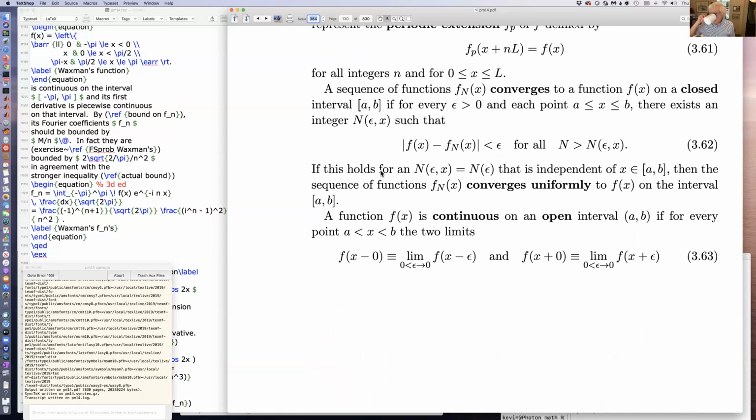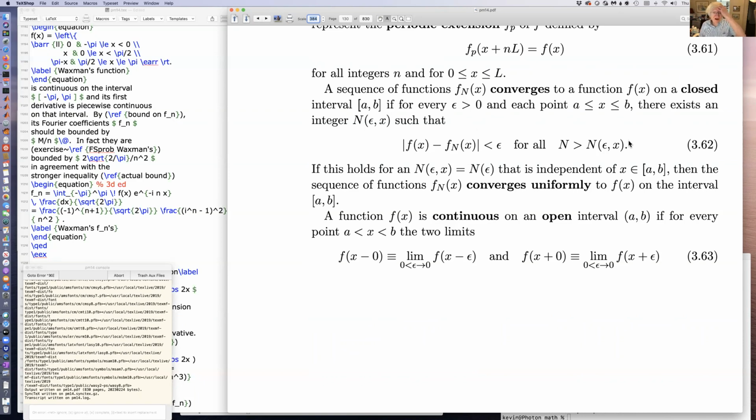Now, here's the standard math definition. A sequence of functions converges to a function f of x on a closed interval. Closed interval means the endpoints are part of the interval. If for every small number epsilon, there exists an integer N such that the difference between the exact function f of x and the approximation f sub n of x is less than epsilon for all n greater than N, and this N depends upon how good we require the approximation to be, and the particular value of x.